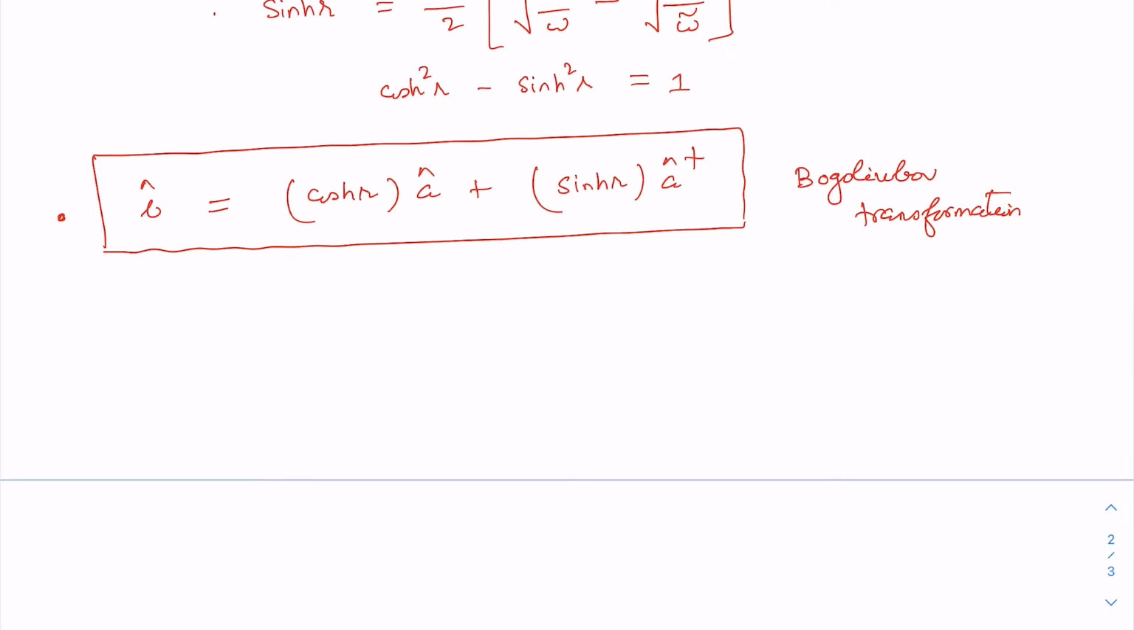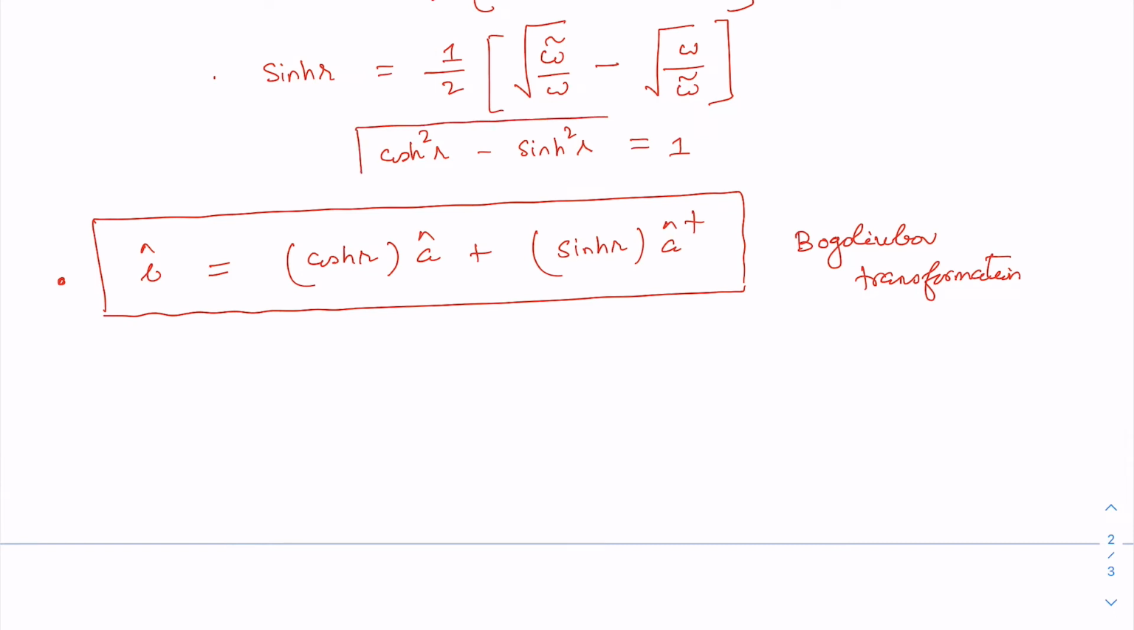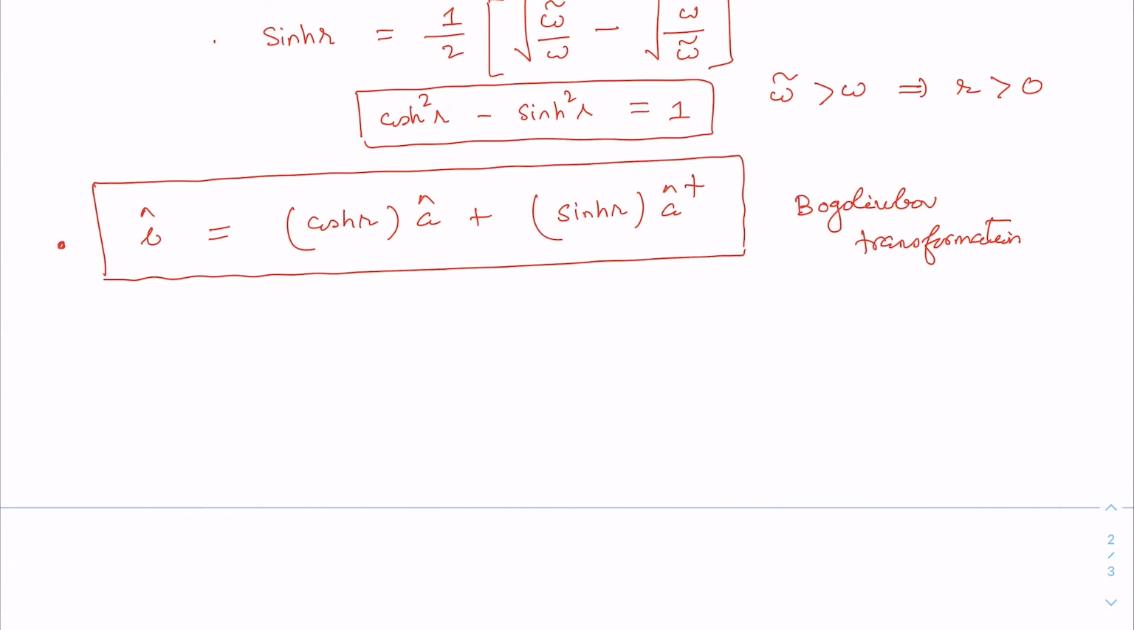And another thing, let me just comment here, that because cosh squared r minus sinh squared r is equal to 1, and since omega tilde is greater than omega, this implies that this parameter r is greater than 0. Now let us look at the variance of the new harmonic oscillator. So the variance of the position or x operator of the new harmonic oscillator, where psi tilde is its wave function, I can write as h cross divided by twice m omega tilde. And because we are considering the ground state, the variance is nothing but the square of the zero point fluctuation, which is simply h cross by twice m omega tilde.